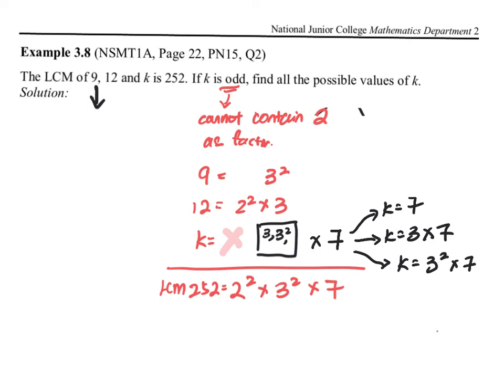So that's the idea for this question. If it's 3 times 7, that will be 21. If it's 9 times 7, that will be 63. So K can either be 7, 21, or 63. Okay, so that's the end of example 3.8.